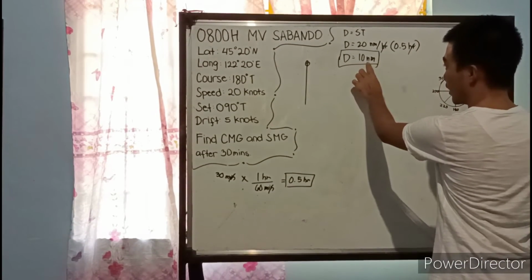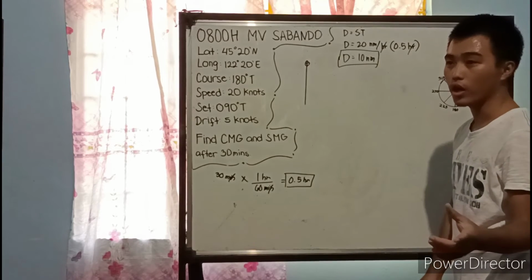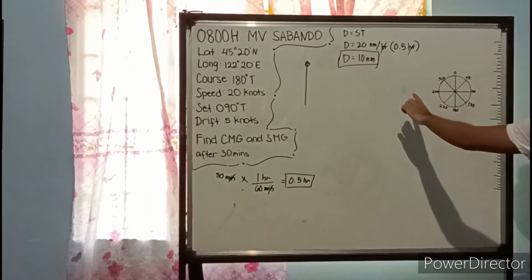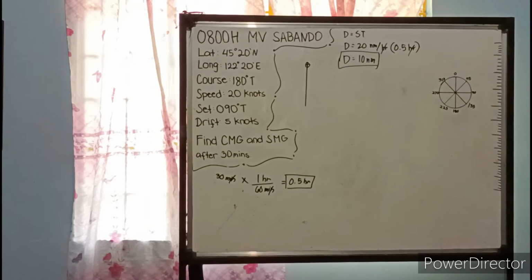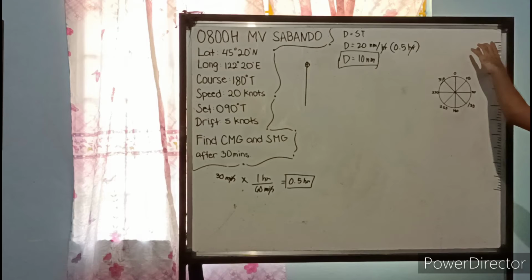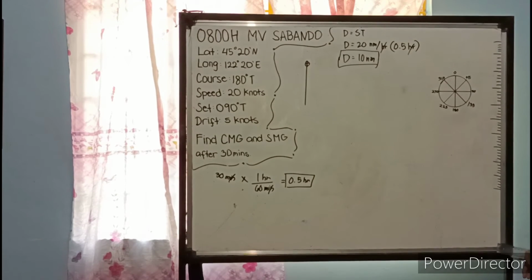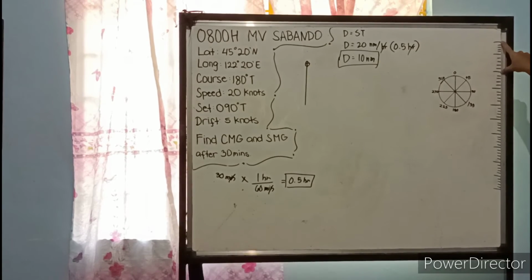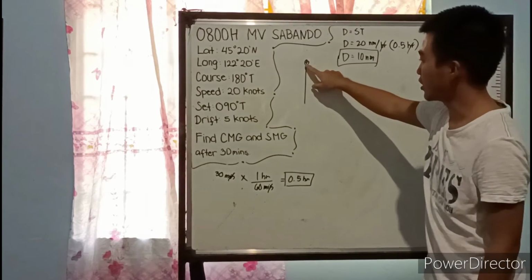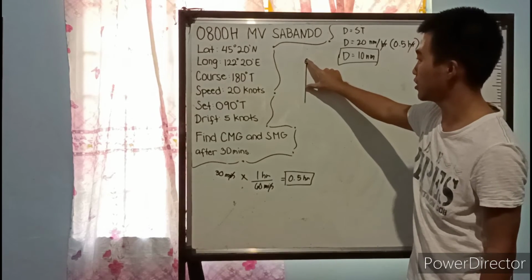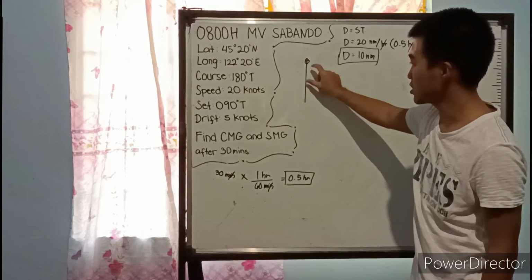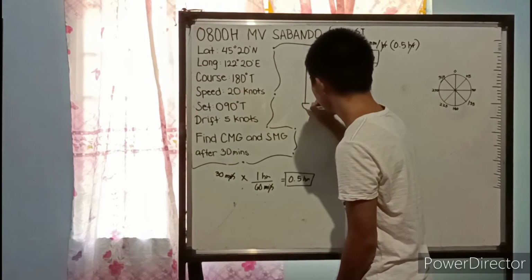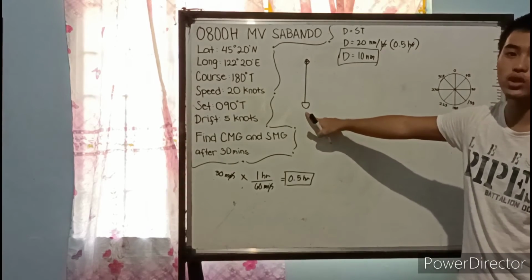So 10 nautical miles. We need to grab our compass divider. Then 10 nautical miles, we're going to put this in here. So for example, this is our compass, our scale. So we're going to drag this 10 nautical miles, and we'll put this in our position at 0800, and we're going to put this in our course. So for example, this is our DR. This is our dead reckoning.